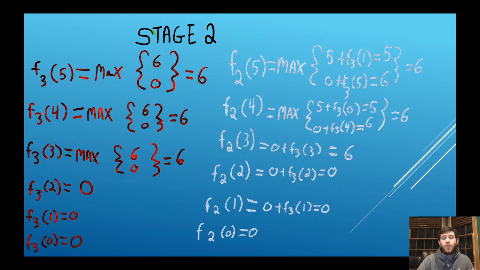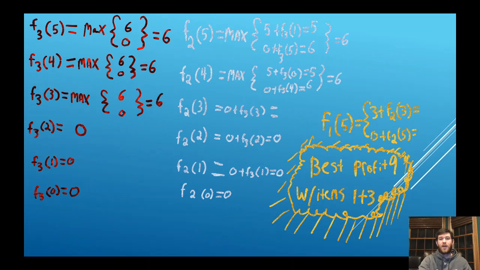And again, F2, F1, and F0 are all going to start with 0. We can't fit item 2 in our bag, and then we see what can we do? Can we fit item 3? So F2 of 2, we still can't fit item 2, and we can't fit item 3, so it's 0. F1 and F0, the same thing, so they all turn out to be 0, and that's stage 2. Now we're at the beginning.